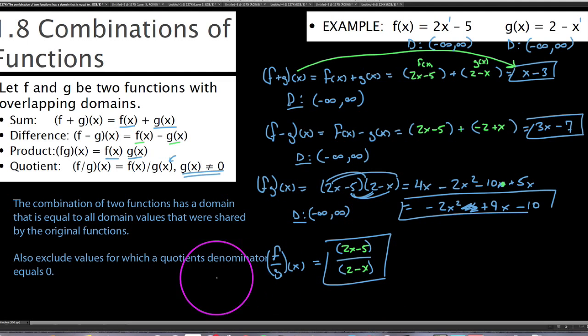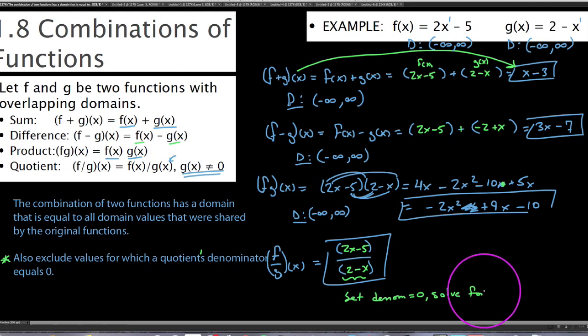It's just this very last one here, and this is where this second stipulation applies. We exclude values for which a quotient's denominator equals 0. So since I have input values down here in this denominator, we need to be careful. We're going to set the denominator equal to 0 and solve for x. Those are values we'll have to exclude from the domain.